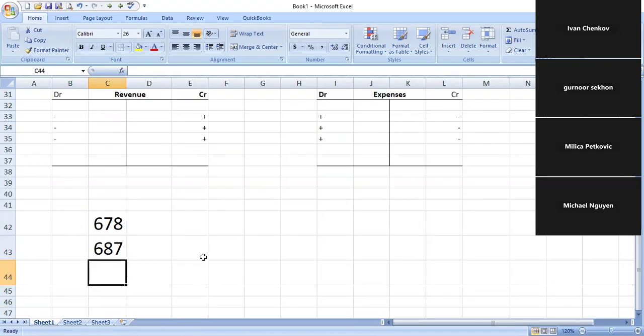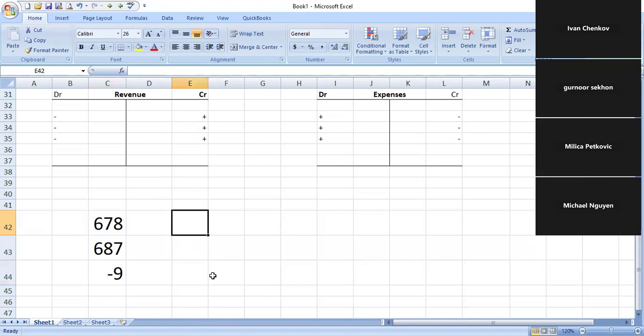How can you find out that you have a mistake? Very simple. Check the difference. So how are you going to check the difference? Between this amount and the other amount, you get the difference, this one minus that one. The difference is 9. As long as the difference ends in the number 9, it is a transposition error, which means you flipped the numbers.